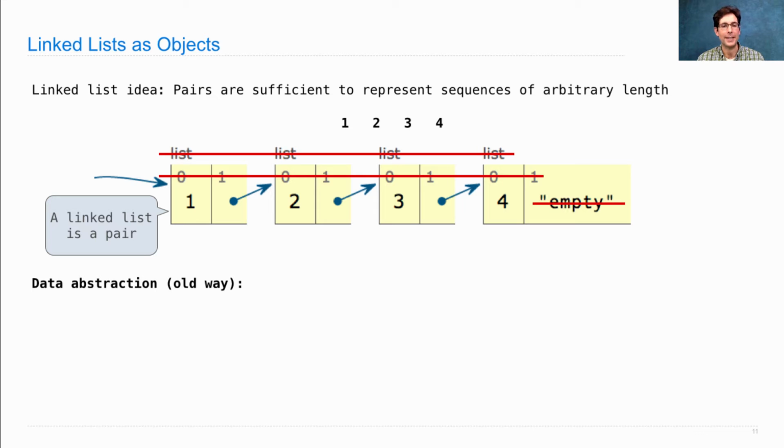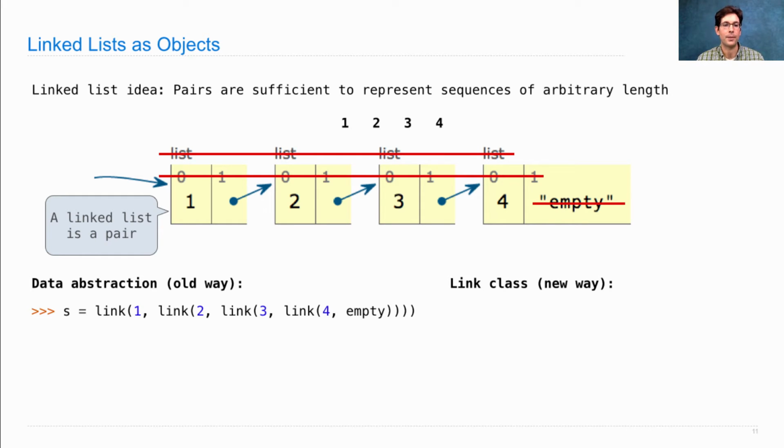So in the old way in data abstraction, contrasting with the new way of a linked class, we used to say S was a link containing 1, and then we'd have to define the rest of the list. And we still have a similar syntax, except that instead of referring to empty, we'll just leave out the empty part.